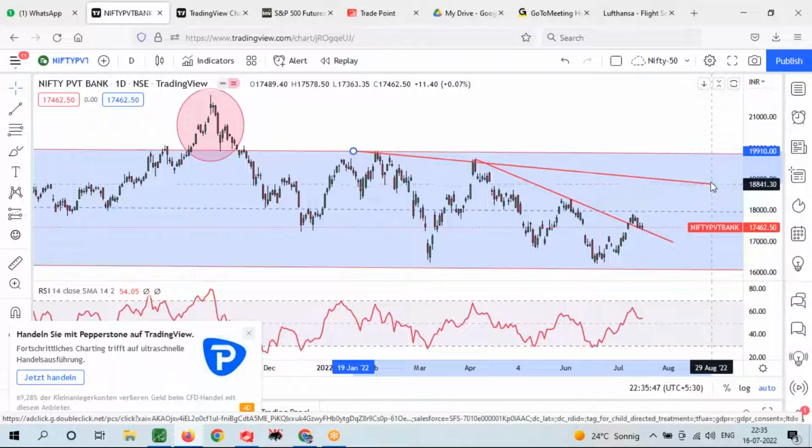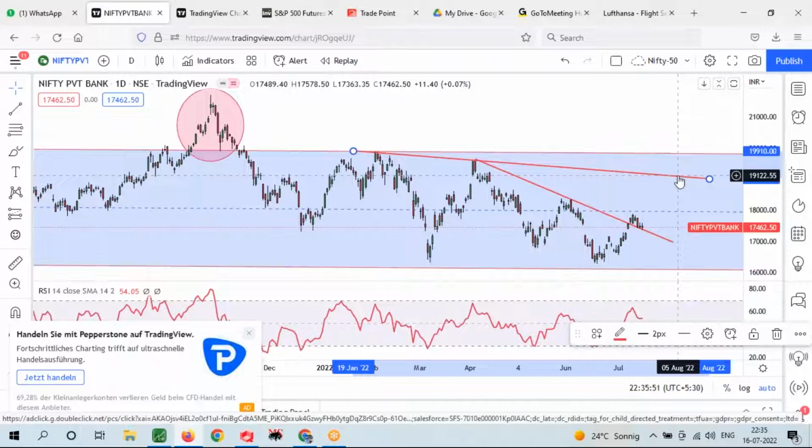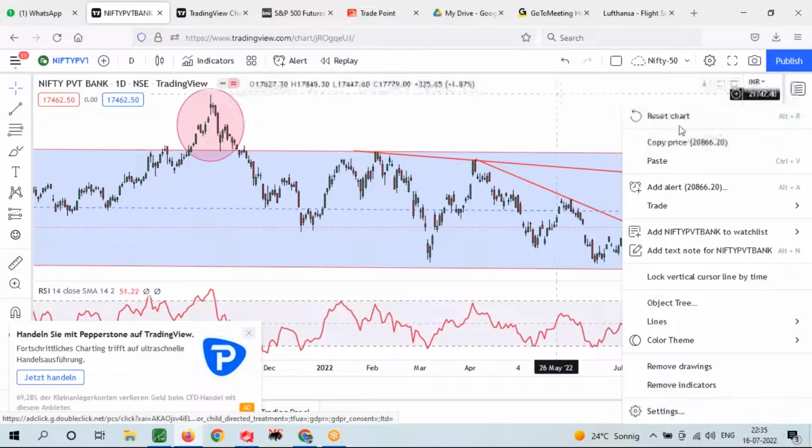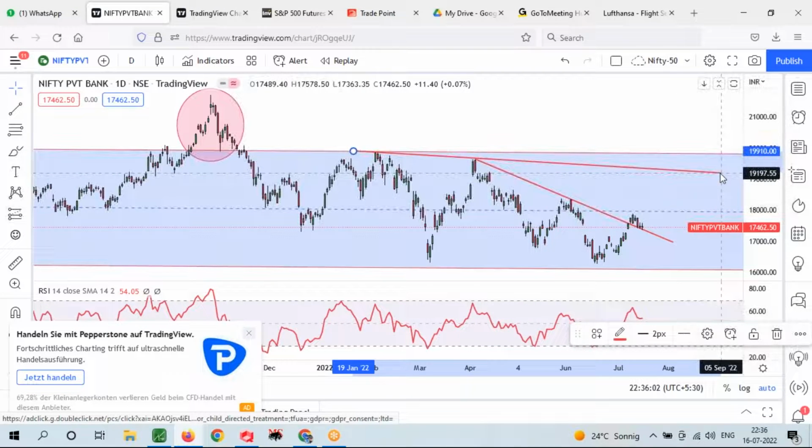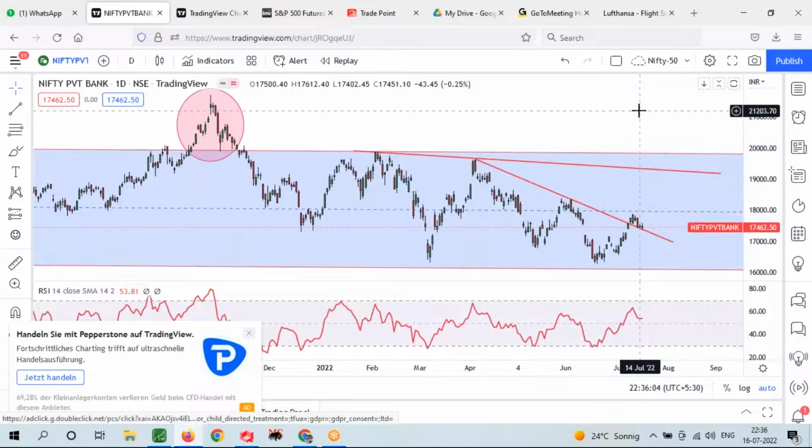Okay, so we will trade for this move to 19,000. There is also a gap here, 18,800. So this will be our first target. When the index reaches this level, I would try to book some profit. At resistance, try to book, wait for a dip or crossover.